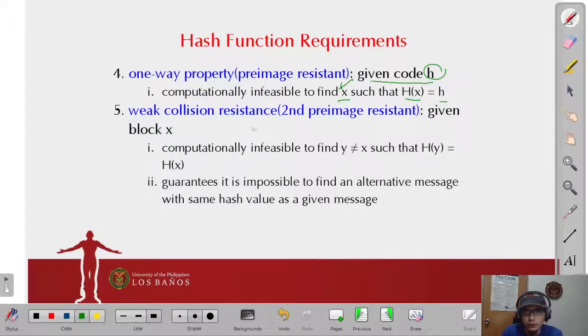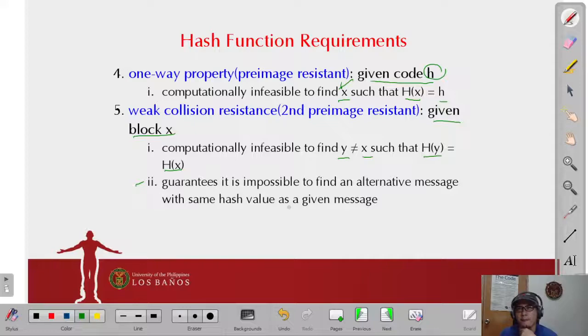The fifth one is called weak collision resistance or second pre-imaging. So here you are given x. This is the original data that you would like to compute the hash for. It should be computationally infeasible to find y not equal to x, such that the hash of y is equal to the hash of x. So it should be difficult to do that. It guarantees it is impossible to find an alternative message with the same hash value as a given message.